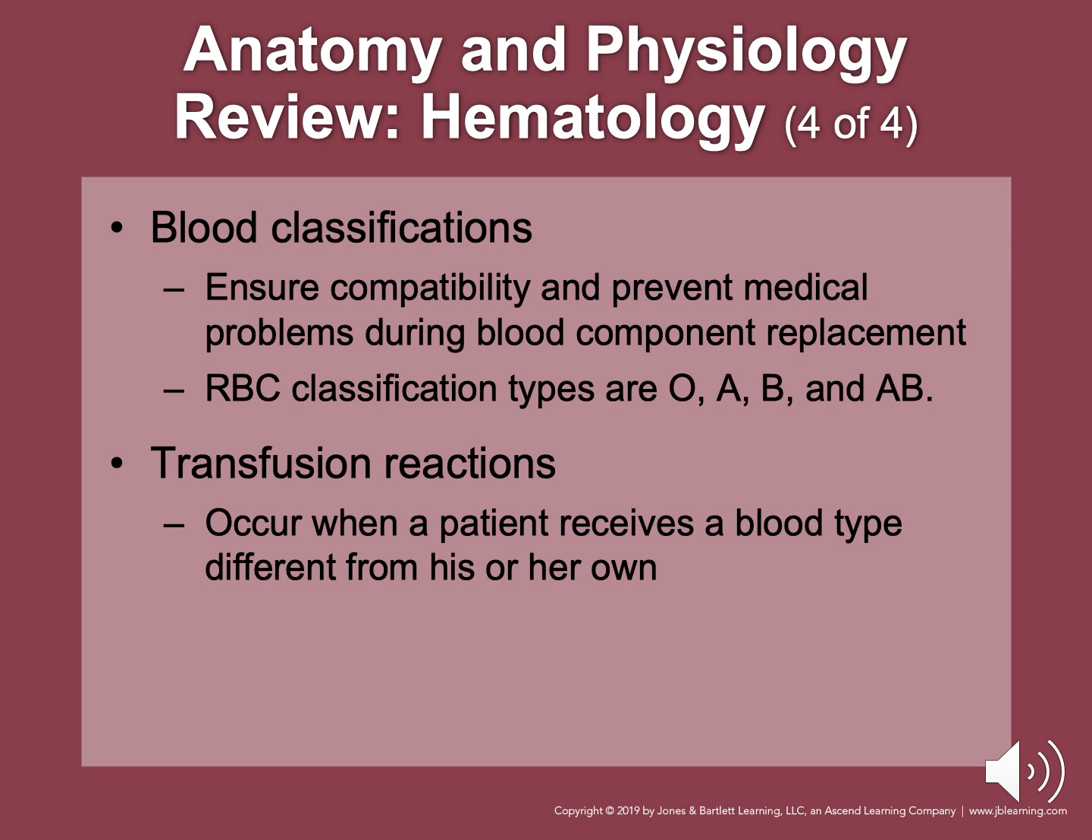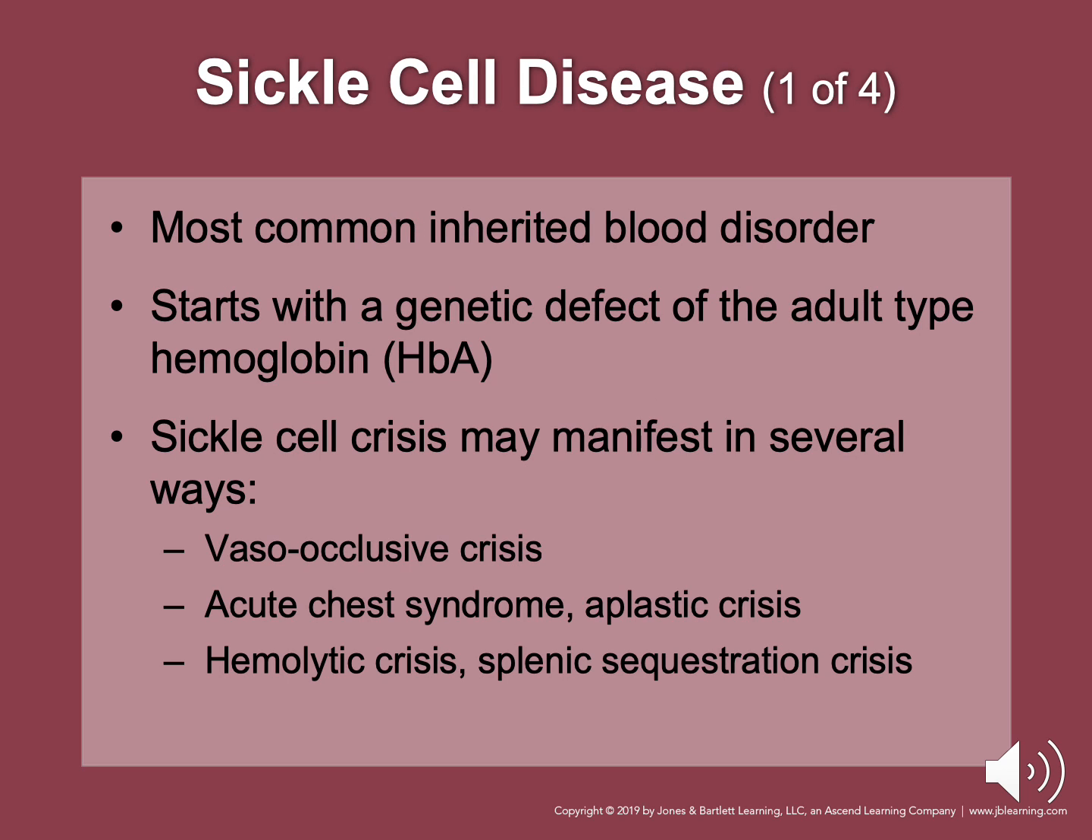Sickle cell disease is the most common inherited blood disorder. It primarily affects African Americans, Puerto Ricans, and European populations. The average life expectancy is 42 years for men and 48 years for women. The disease starts with genetic defects of the adult type hemoglobin, HbA.